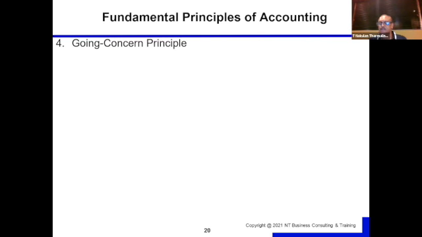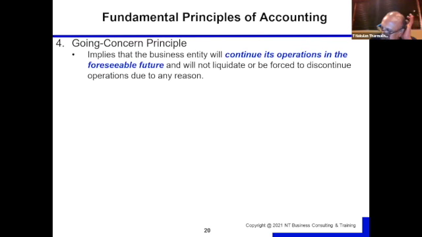Going concern principle. Now, this implies that this company or your partnership, when you prepare an account, is going to be in operations in the foreseeable future. You're not going to liquidate. It is going to be in existence. Why? If there are any signs that you are not going to be in existence by the end of the year, when you prepare your balance sheet and your profit and loss account, you will be using different values to prepare it, all right?